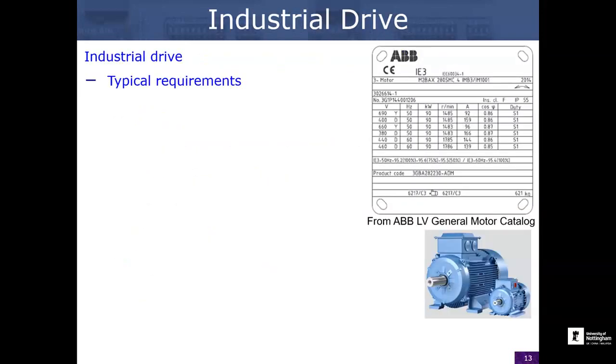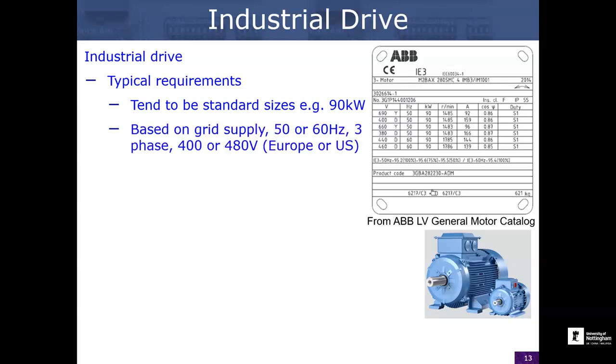The typical requirements you get around these are that they tend to be standardized around output power. As I said, you tend to have machines that are 15 kilowatt, 50 kilowatt, 90 kilowatt, whatever you want. They tend to have a standard power. They'll be based on a fairly simple grid supply, either the European or US grid, which are two fairly fixed standards. That's a three-phase grid at either 50 or 60 hertz, depending on Europe or US, and 400 or 480 volts as standard, again Europe or US.